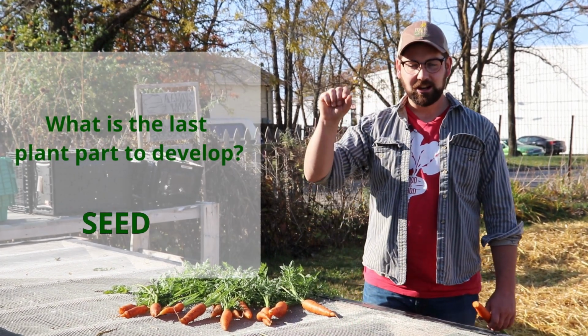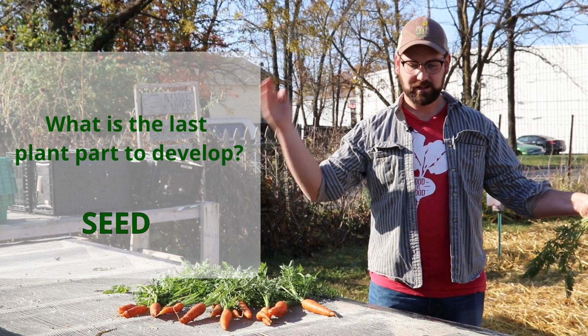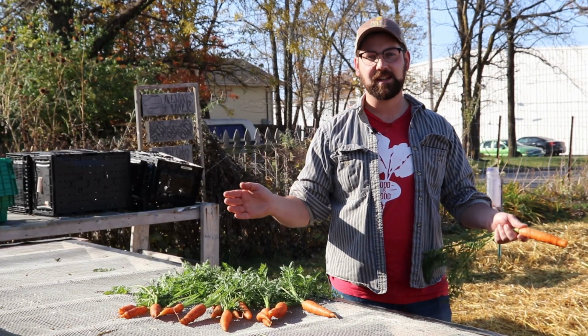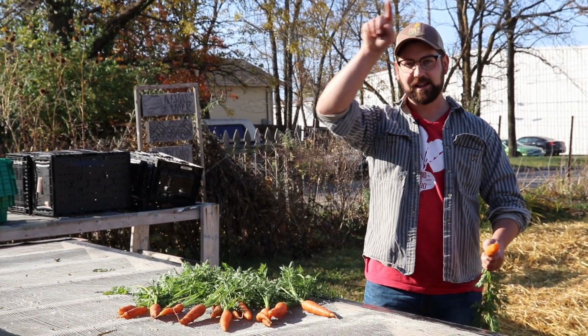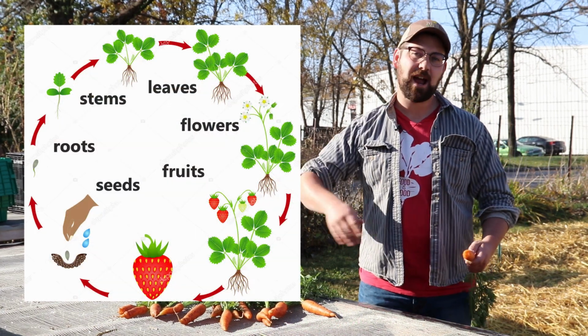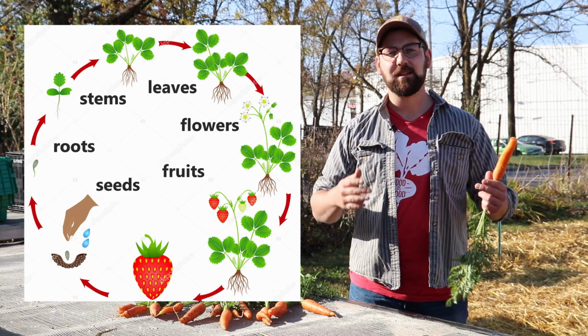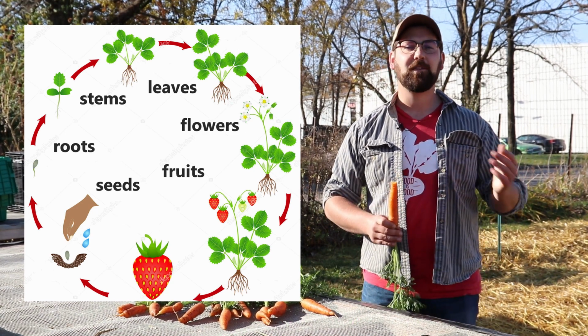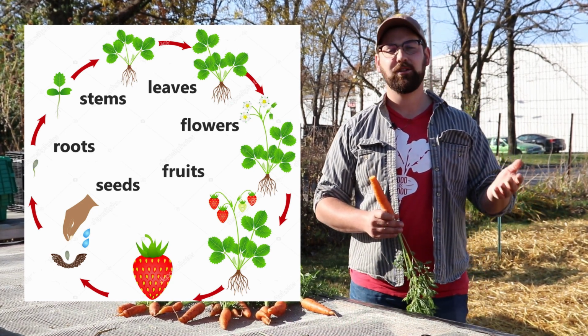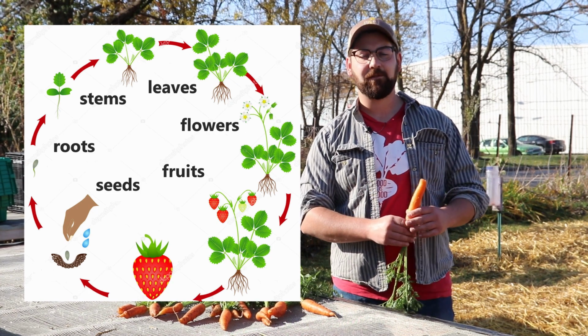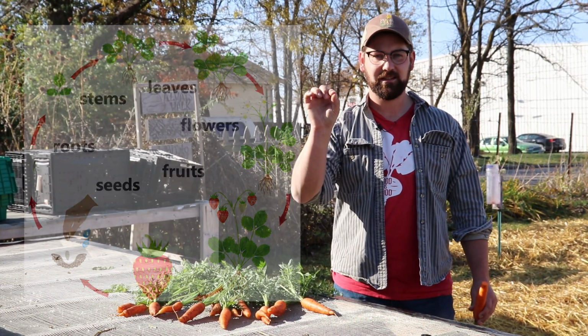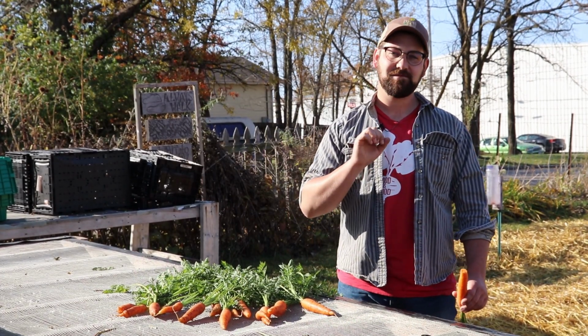So the seeds are both the first and the last part of that plant life cycle, which is why we call it a cycle. It kind of just goes around and around and around. We plant the seed, the roots and stems and leaves grow, our plant flowers, gets pollinated and produces fruit, and inside of that fruit are more little seeds that we can use to grow more plants.